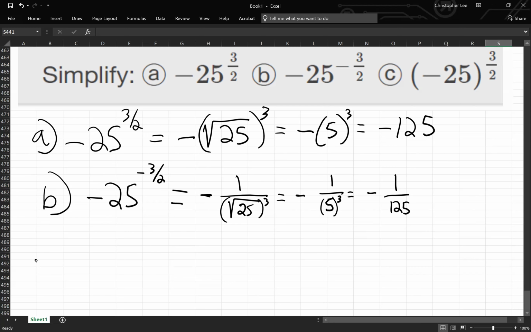All right, let's try C. C is a little bit different. C is negative 25 raised to the 3 over 2 power. So what should I do? Not real. Very good. Because it's in the parentheses, right? And the index is even, and I can't take the square root of a negative number, so it's not a real answer.